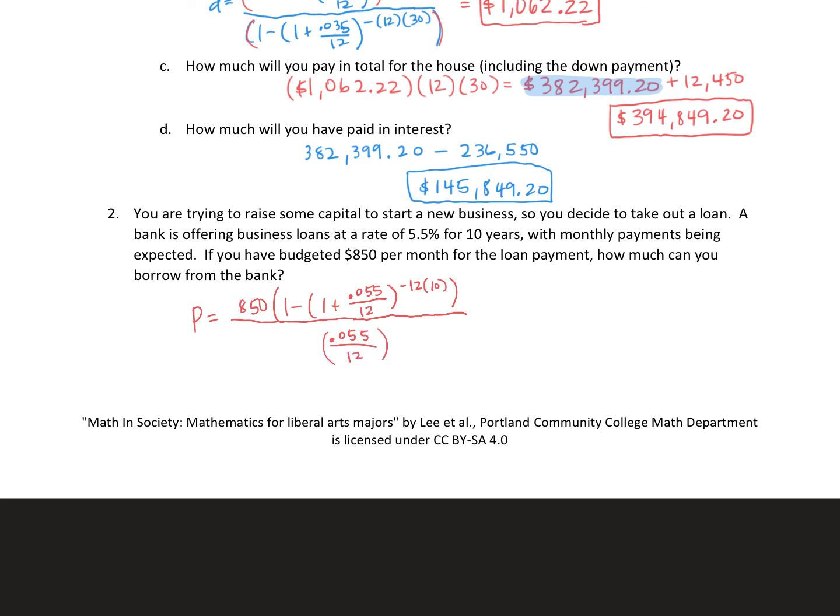So we're going to plug that in the calculator. Again, remember that you want to make sure you put your entire numerator and entire denominator in parentheses. The bottom already has them there, just to avoid any error. So when I did that, I got $78,322.04. So knowing that you can spend $850 a month for 10 years will allow you to borrow this much capital in the beginning to start your new business.